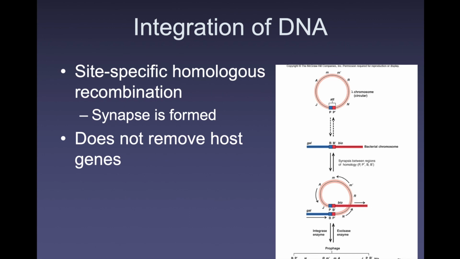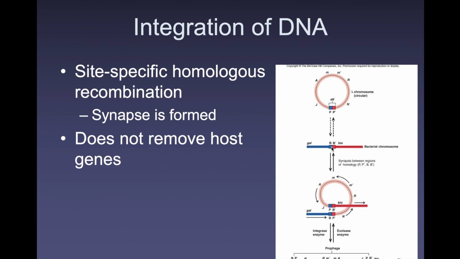This picture here is showing you, we'll talk about it again in chapter 8, how this DNA is integrated. We call this site-specific homologous recombination. It makes sense if you slow it down. Site-specific means that this viral DNA doesn't just randomly incorporate anywhere in the bacterial chromosome. In fact, it's very specific to one particular location on that bacterial chromosome.